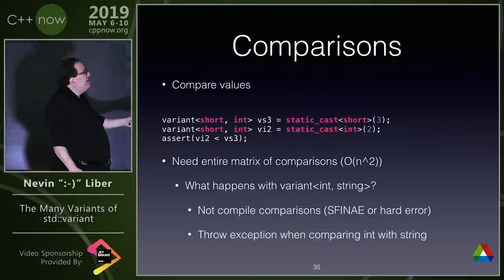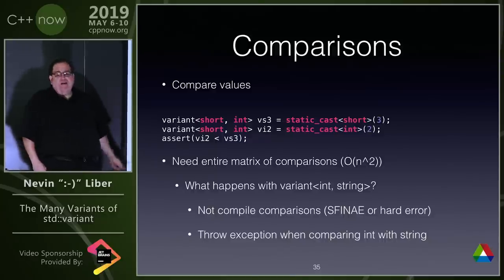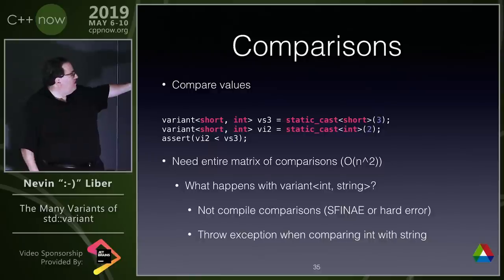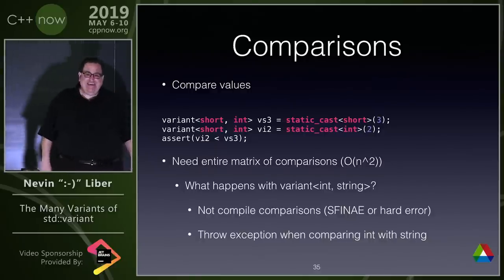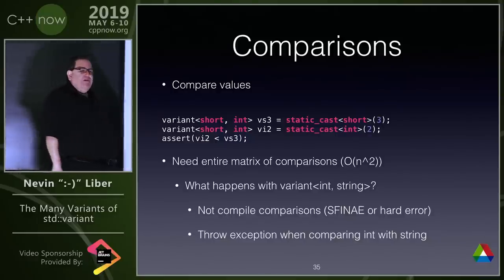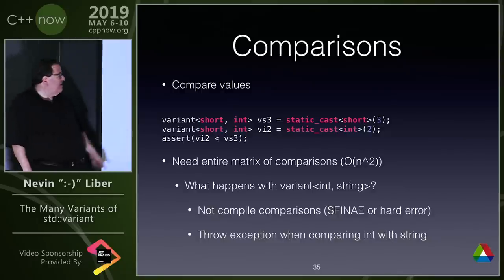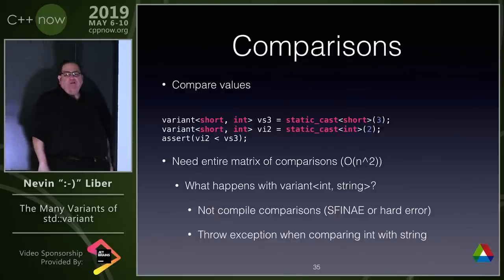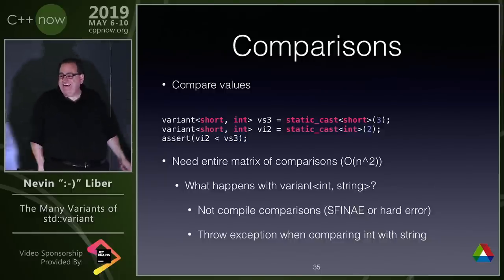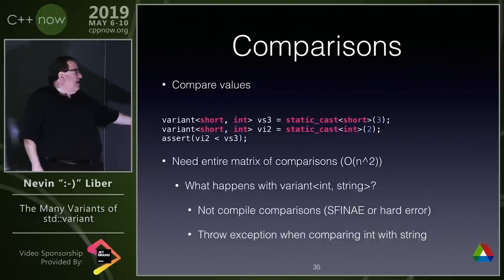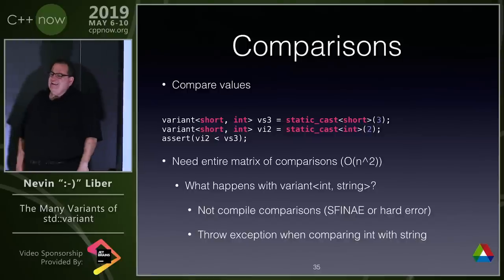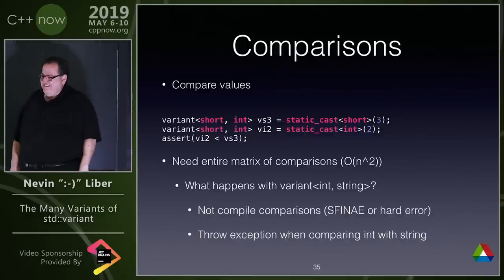However, if we're going to go that route at compile time, this is basically an order n squared problem because you have to compare short with int, int with short, and int with int. And then what do you do with types that are not normally comparable? Like, say, int and string. And we really don't like spinning things out if we don't have to. I guess concepts will be next. And another option is we can either not compile it, or we throw an exception when comparing them. You don't really want to throw exceptions in your comparators if you don't have to.